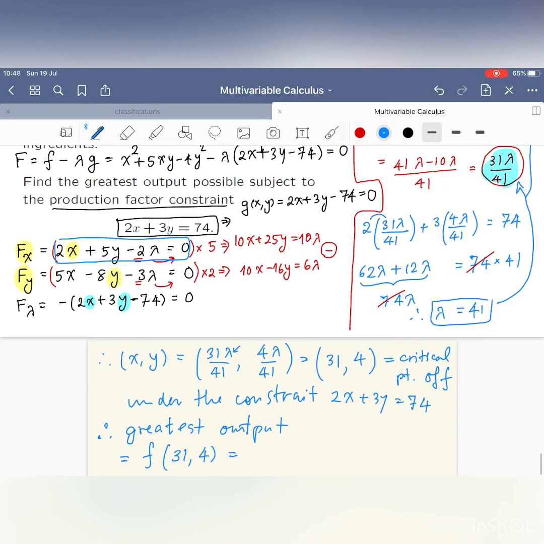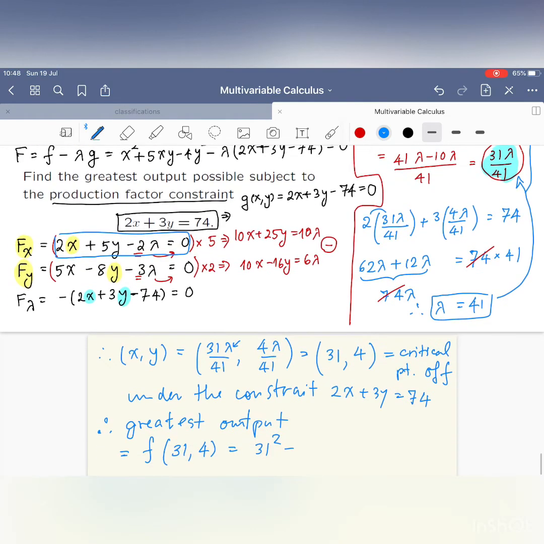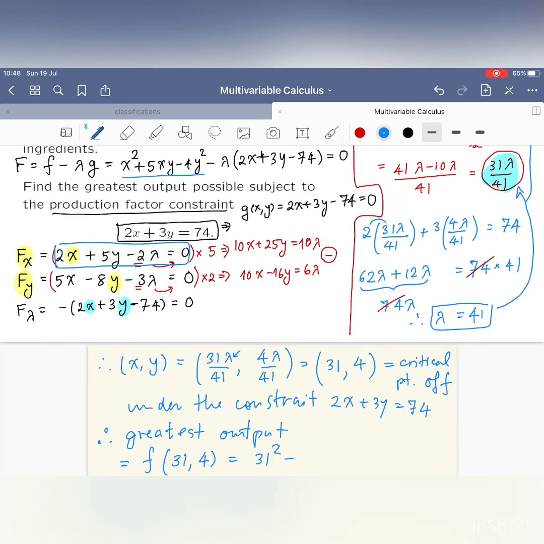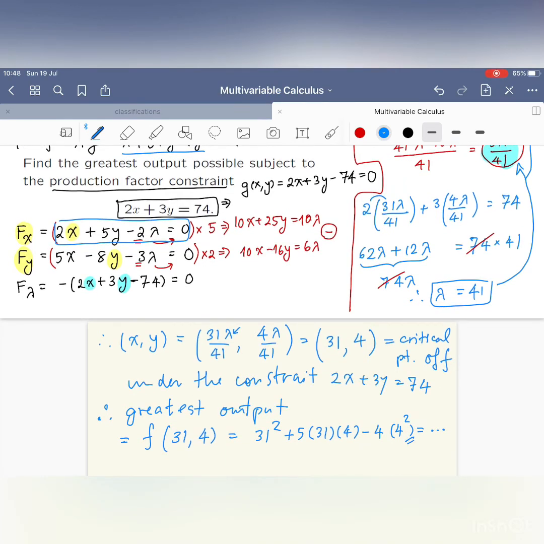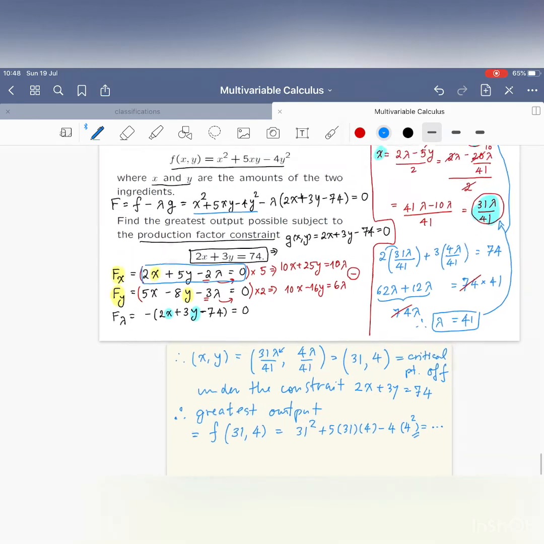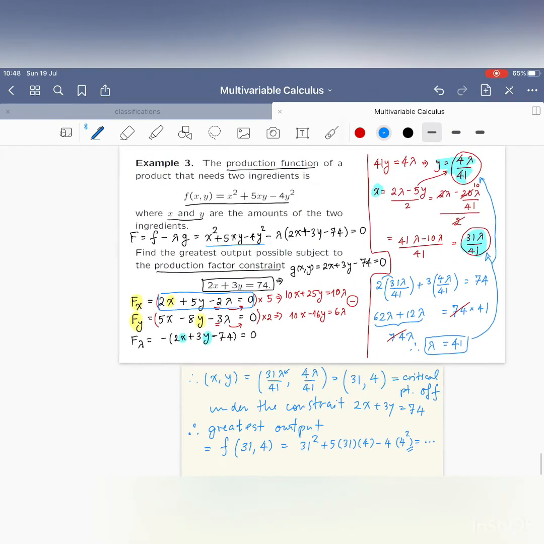So what's your output function? It is x squared, and then here, 5xy minus 4y squared. Then you can use your calculator, or you may just leave your answer like this. This is the greatest output. Okay, so this is example number 3.